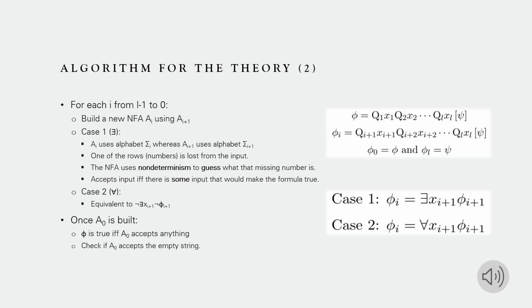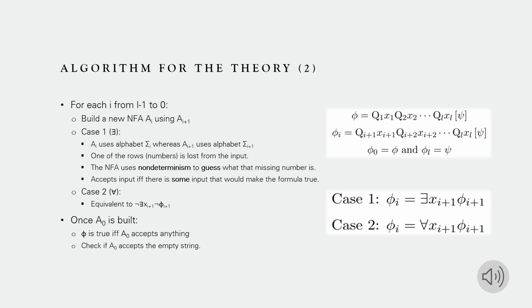In the case that the quantifier is the existential quantifier, the NFA A sub i simulates A sub i plus 1, except that since it is missing the bottom row of its input, it non-deterministically guesses what the last row is, and it simulates A of i plus 1 with that guessed value. Therefore, A sub i accepts strings such that there exists some value that would make the formula true.